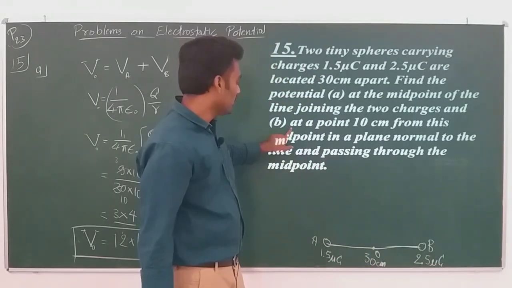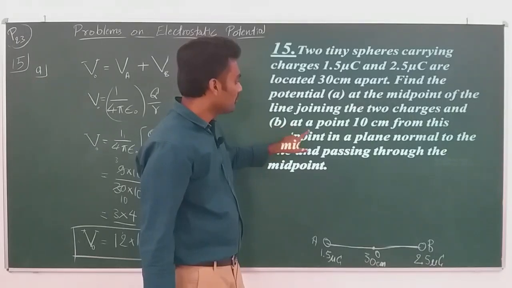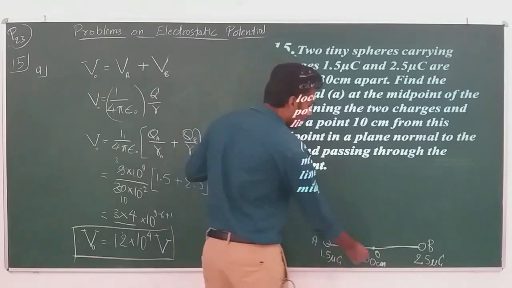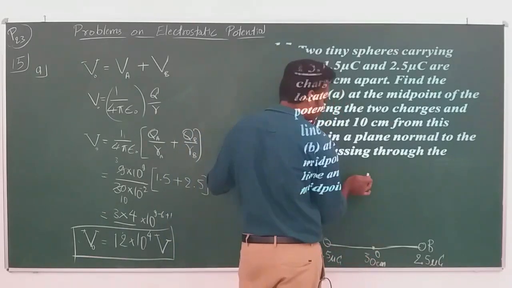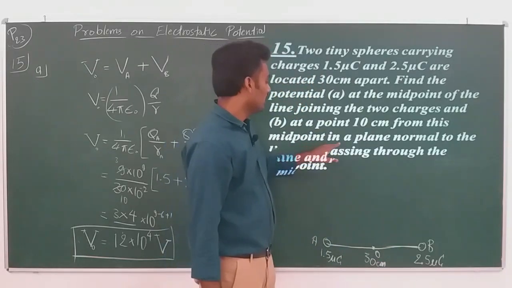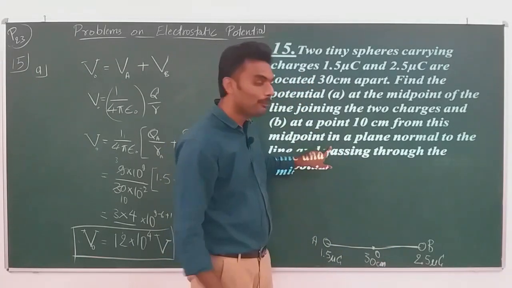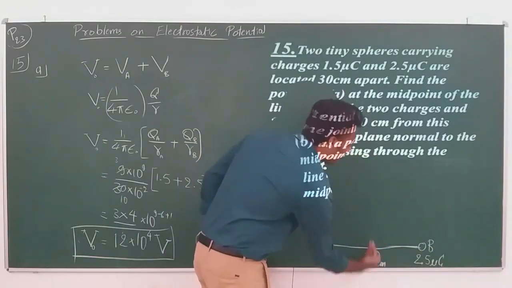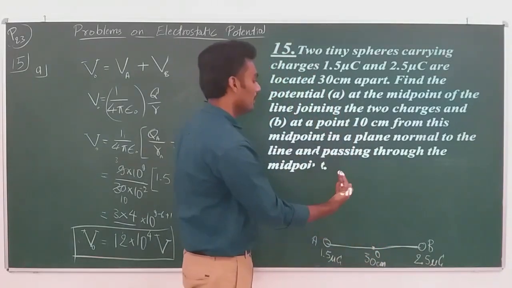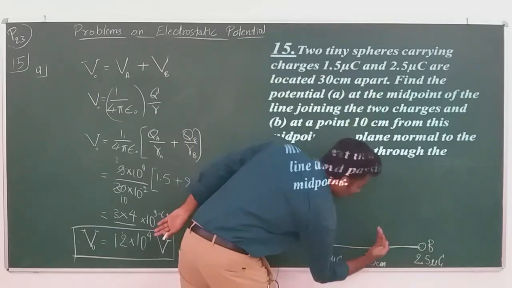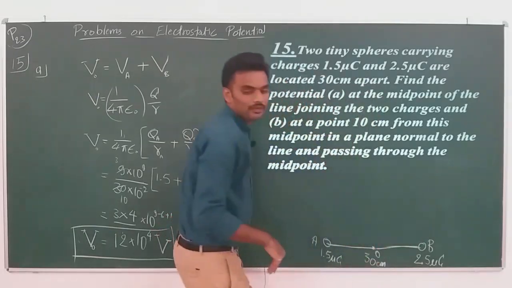At a different point now, second part of the question, part B: at a point 10 centimeter from this midpoint, in what direction? We don't know. Let us see. 10 centimeter from this midpoint in a plane, in this plane. You can take any point on the plane normal to the line. For this line, the plane considered should be normal.